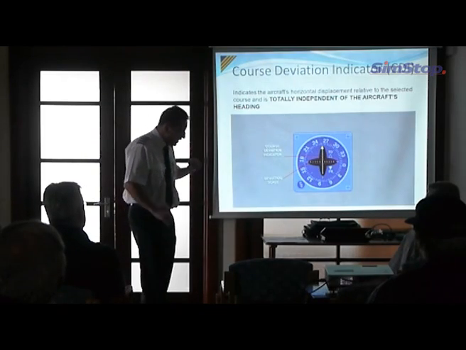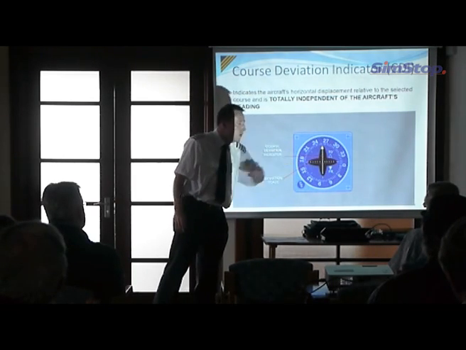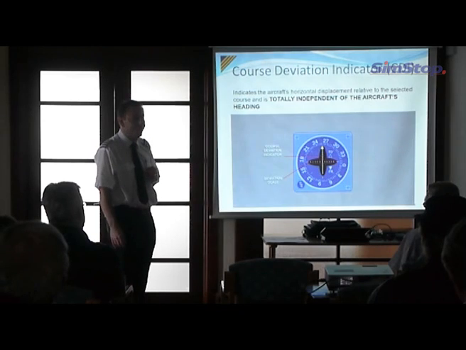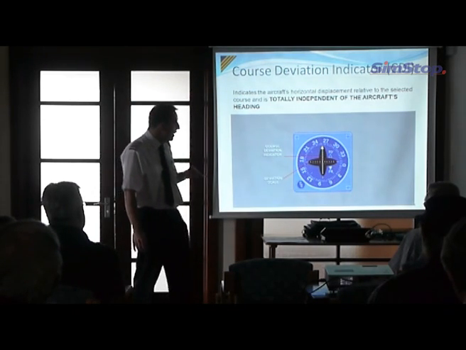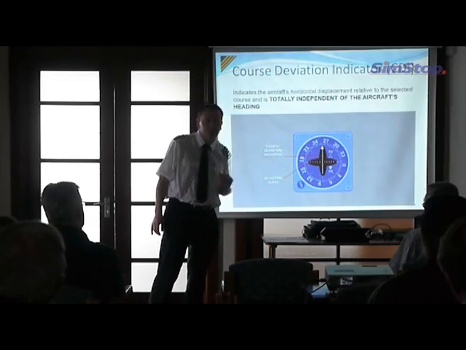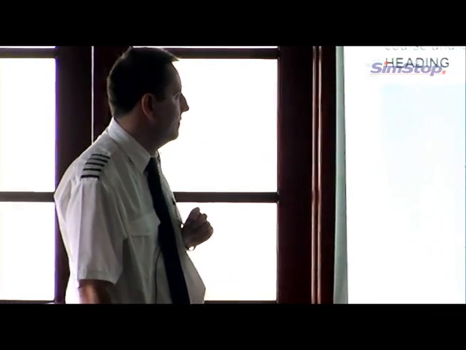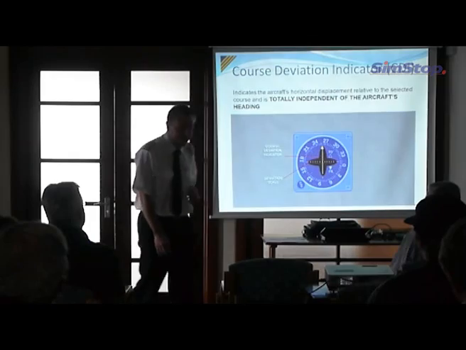So the course deviation indicator then has the markings for how far you are off course. And that's in number of degrees. And each marking is 2 degrees. So when you get to the 5th marking, 10 degrees, and the needle is right out to the side there, you could be 10 degrees or more off your selected track or radial. So it just doesn't mean you're just 10 degrees, it's 10 degrees or more.